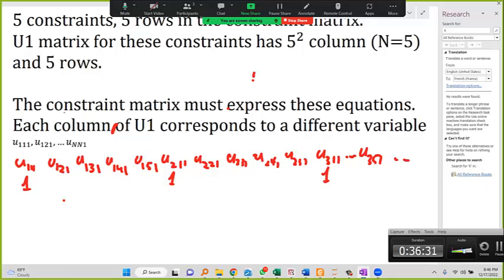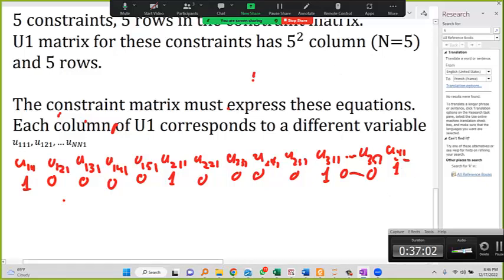Okay. And these are not there, so they're all 0. And so these are all 0. And then here, this is going to be U4, 1, 1. And here's a 1 here. Okay. So that's the first row of my constraint matrix. Okay. What about the second row?